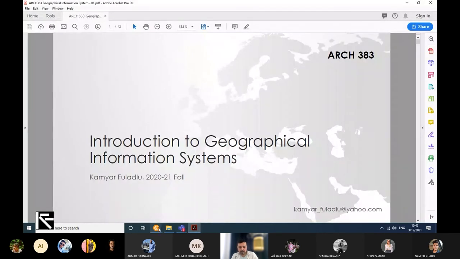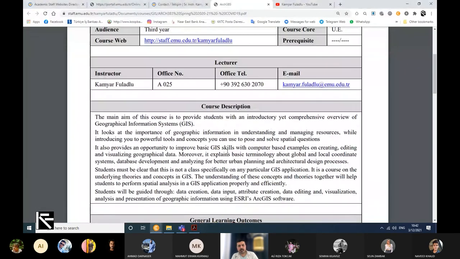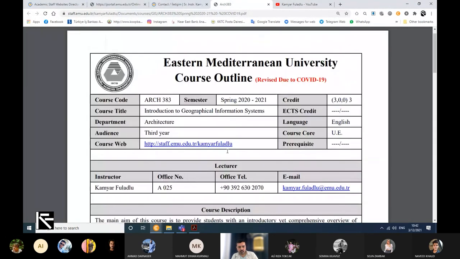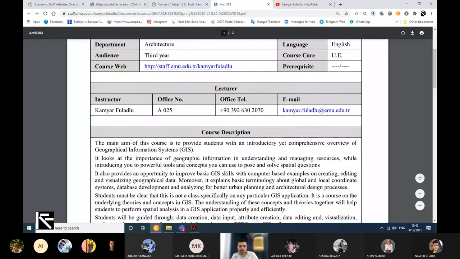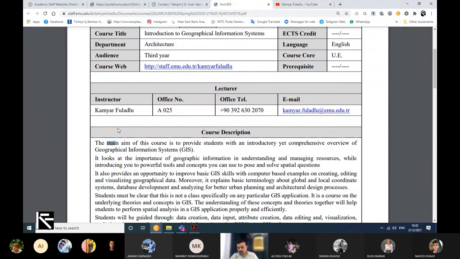About the course, let's make a very brief introduction to the course. Actually, up to this moment, I call it GIS or Geographical Information System. In Turkish, we call it Coğrafi Bilgi Sistemleri or CBS. But for this course, GIS, I mean, since you are architecture students and you are going to graduate, this is one of the very important, let's say, knowledge for you.